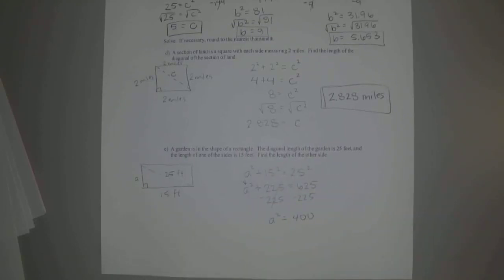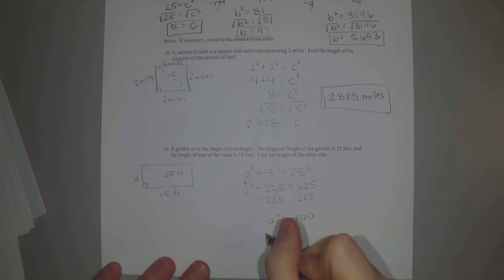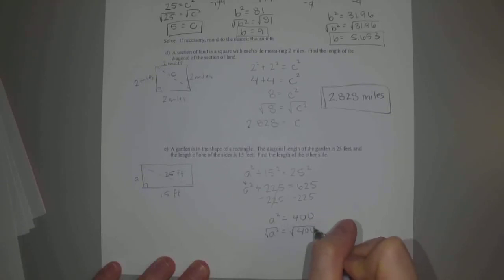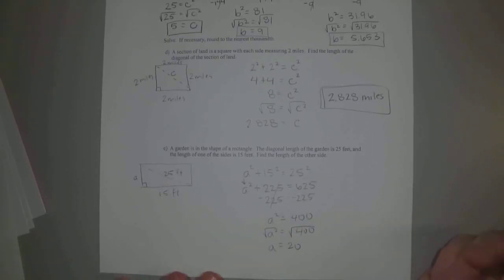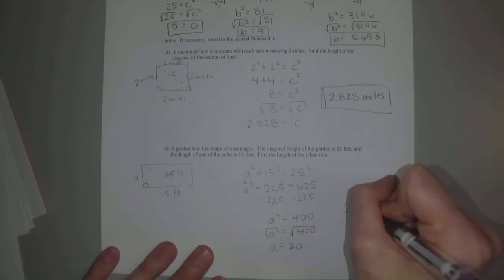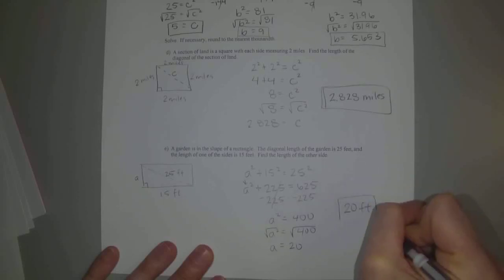But that's a perfect square. So Stacy, your calculator should be able to do it for you. So we want to get A by itself, so how do you undo a square? You take the square root. So the square root of A squared will be A. What's the square root of 400? Not 200, but 20, okay? So our answer is going to be a 20-foot garden.